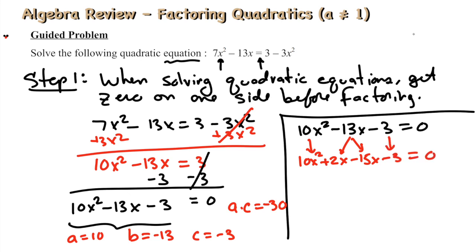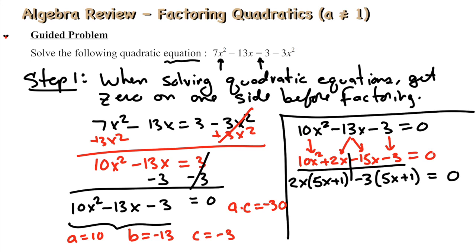And now that we have our 4 terms, we divide it into 2 groups of 2, and we say, what is the GCF of the left-hand side? Well, that is 2x. Divide each of these terms by 2x, and you have 5x plus 1. And on the right-hand side, we say, what can we divide negative 15x and negative 3 by? And we say, well, they both are divisible by negative 3. And when we divide both of those by negative 3, we get 5x plus 1. We bring our equals 0 with us.